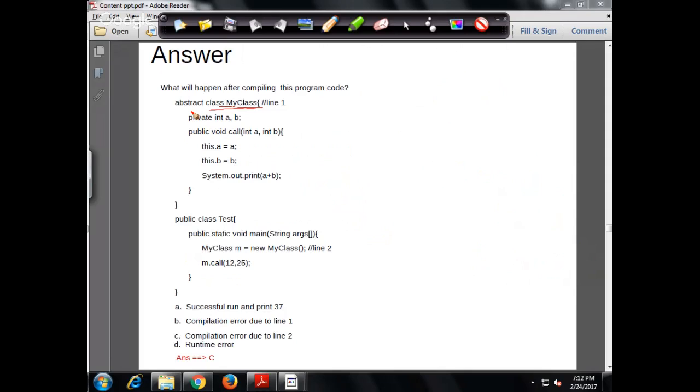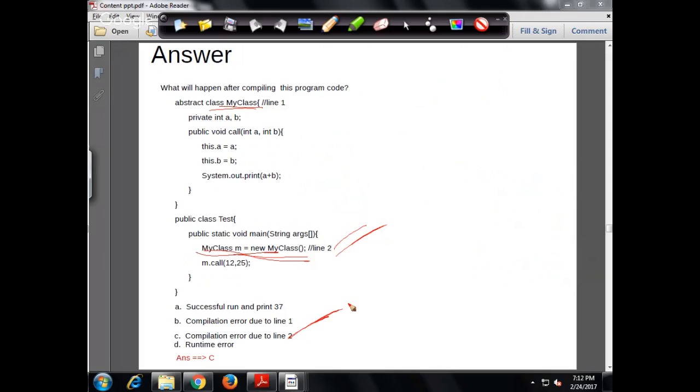Okay, now let's look at line 2. Over here we are instantiating an object of my class, which is an abstract class. And as the tip said, you cannot instantiate an abstract class. So here at line 2, the program will throw a compilation error. See? So the answer is C, which is compilation error due to line 2.